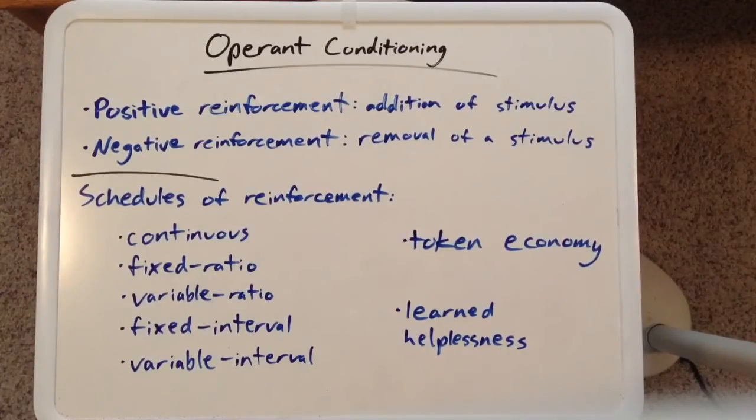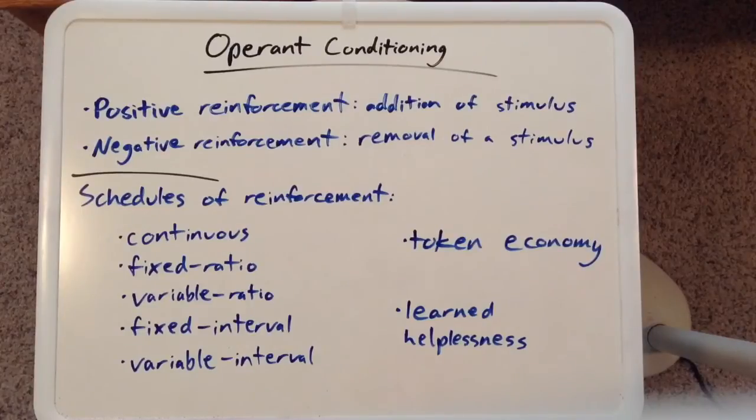Fixed interval is kind of like fixed ratio, but instead of number of responses, it's an amount of time. An example of this would be a paycheck. You get paid every 30 days or whatever, like a monthly paycheck. That's on a certain interval every month, and so it's fixed. Variable interval is an amount of time that you don't know how much it's going to be. For example, a teacher giving pop quizzes. You don't know when that's going to take place. You just know that it's going to be at some point.